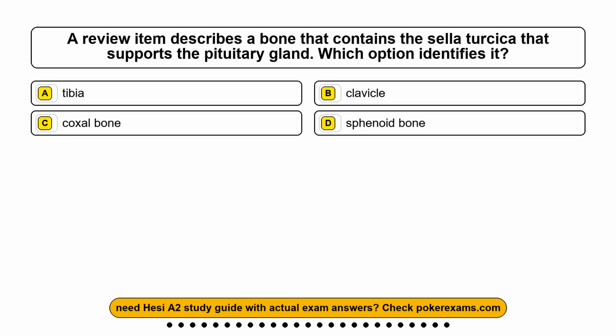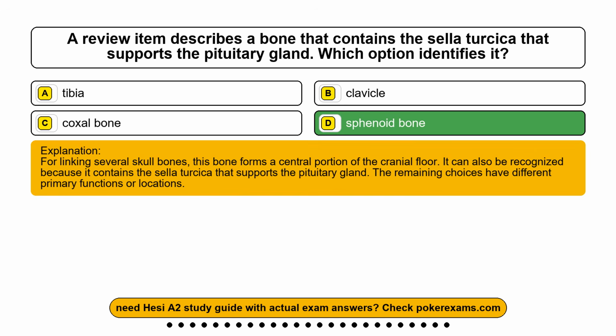A review item describes a bone that contains the sella turcica that supports the pituitary gland. Which option identifies it? Option A, tibia. Option B, clavicle. Option C, coxal bone. Option D, sphenoid bone. The correct answer is option D, sphenoid bone.